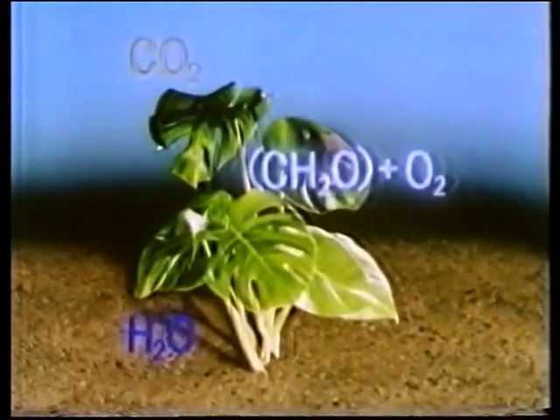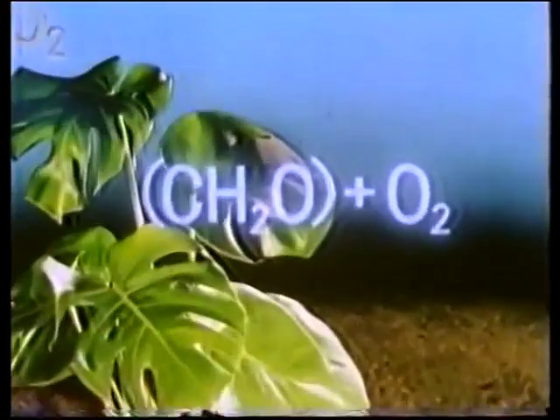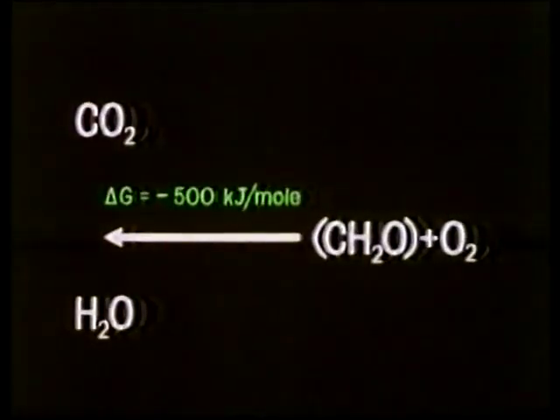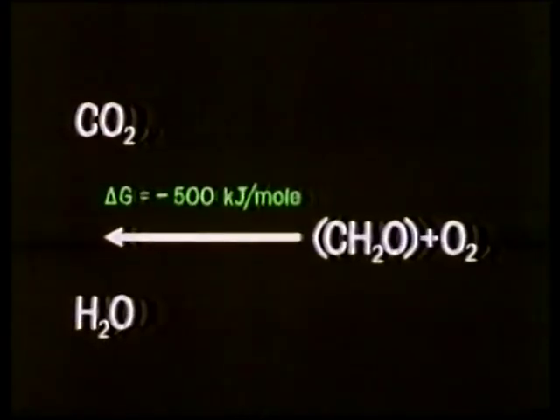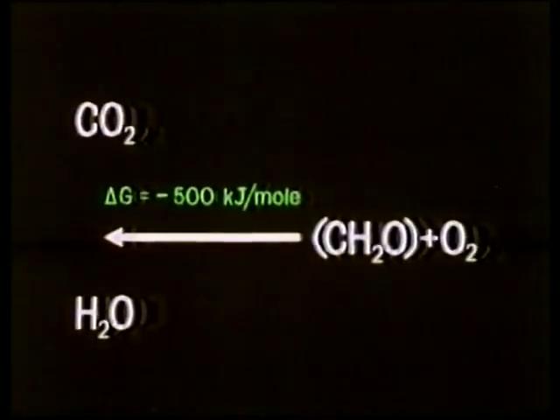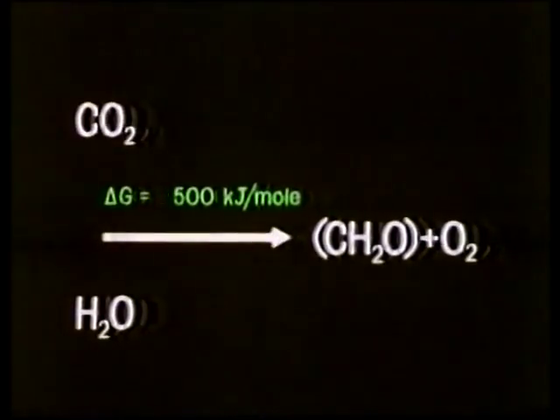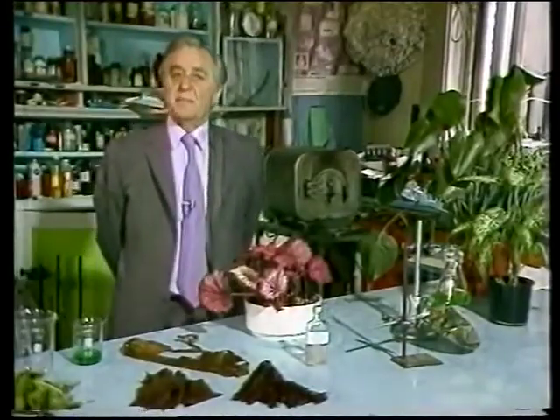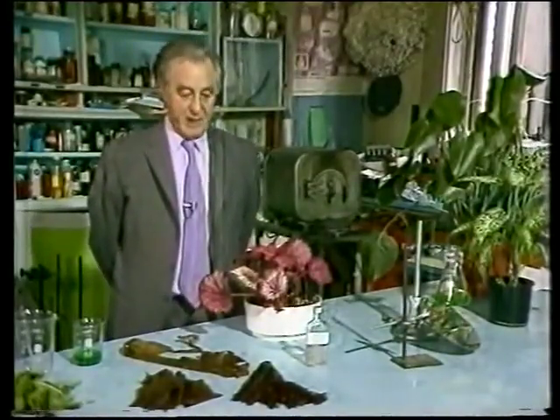Energetically, this is, of course, a highly unlikely process. When carbohydrate, sugar for instance, burns, the reaction releases 500 kilojoules per mole of carbon dioxide produced. So that's the amount of energy which must be provided to drive the reaction the other way. Somehow light has to provide this energy, but how?